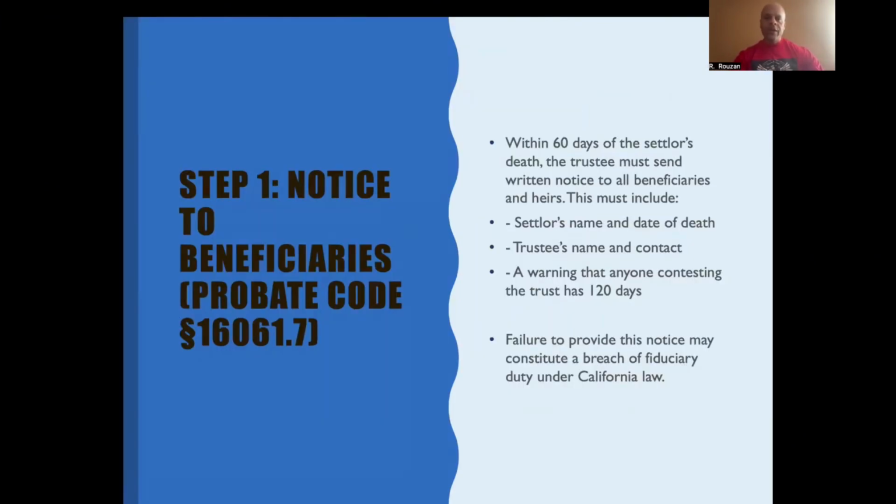Okay, so step one, notice to the beneficiaries. This is Probate Code 16061.7. Within 60 days of the settlor's death, the trustees are legally required to send written notice to all named beneficiaries and their legal heirs. This notice must include the settlor's name and date of death, the name and contact information of the trustee, and a formal warning that any contest to the trust must be filed within 120 days. Failure to provide this notice may constitute a breach of the fiduciary duty under California law.